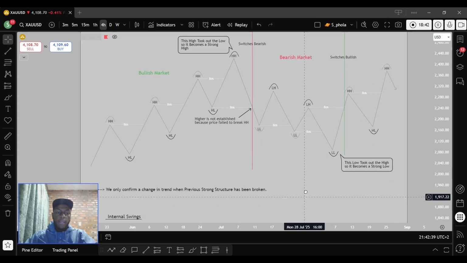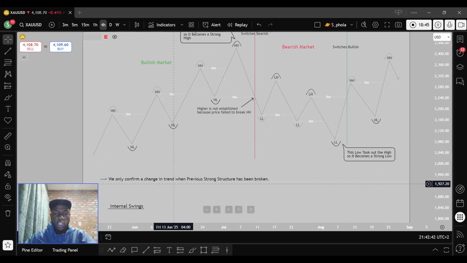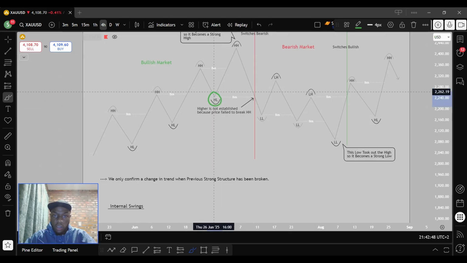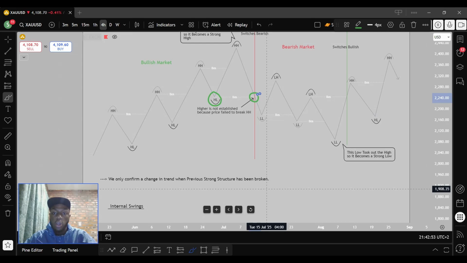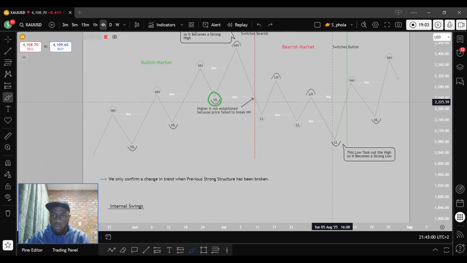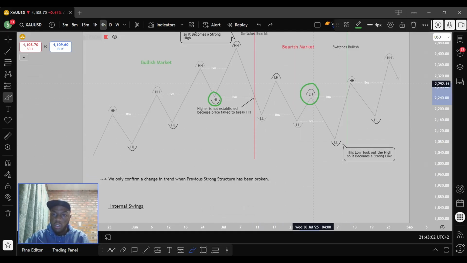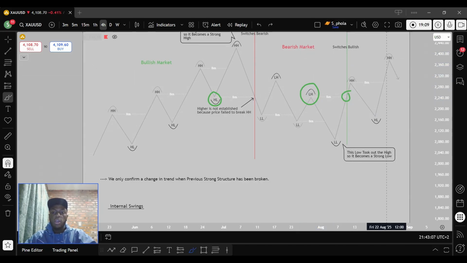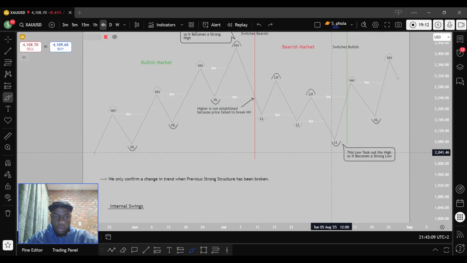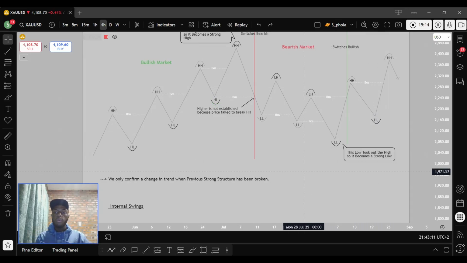So yeah, we only confirm a trend change when the previous strong structure gets broken. Let me show you. You understand? That's when we confirm a trend change, which is what we're seeing here. When the previous strong structure gets broken, that's when we confirm a change in market structure, right? So cool.